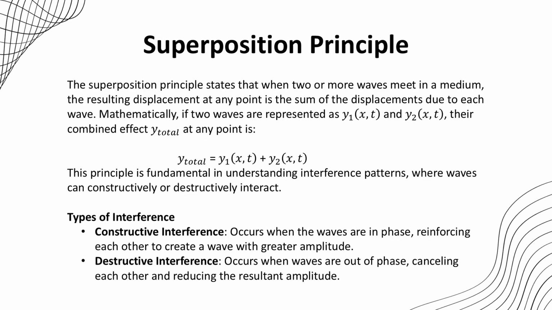The superposition principle states that when two or more waves meet in a medium, the resultant displacement is the sum of their individual displacements. This principle is foundational in wave interactions, allowing constructive and destructive interference that creates patterns in sound, light, and water waves. Mathematically, if two waves are represented as y1(x,t) and y2(x,t), their combined effect y total at any point is y total equals y1(x,t) plus y2(x,t).